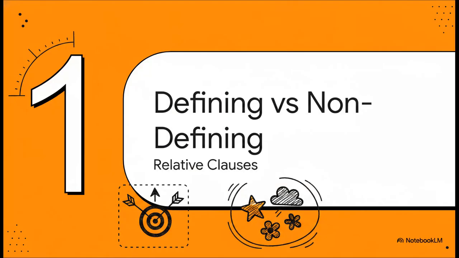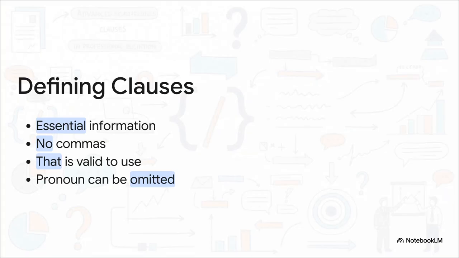Section 1. Defining versus non-defining clauses. So to answer our NDA question, we really need to understand the millimetric contrast happening here. First up, defining relative clauses. The golden rule: they contain absolutely essential information. They tell us exactly which person or thing we're talking about. And because this information is strictly necessary to the legal meaning of the sentence, we never, ever use commas. It has to be an unbroken chain of thought. Also, in these clauses, the word that is completely valid instead of who or which, and you can actually even drop the pronoun entirely if it's the object of the clause.